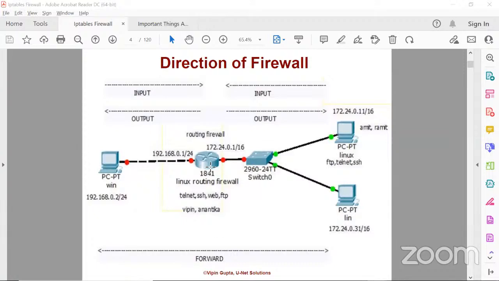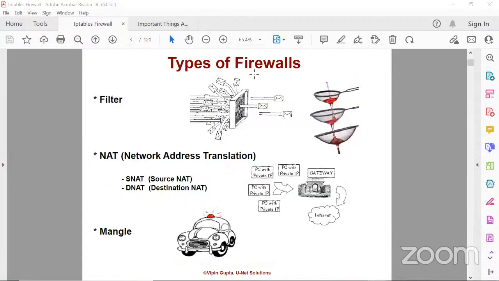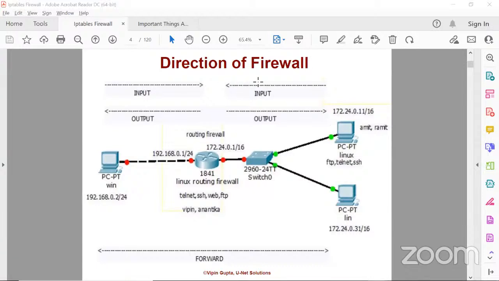They say that first it is in and out. Now, in our case, we have discussed two things: type of firewall, and second, direction of firewall. Now, the third thing we have to discuss, after which we will move towards the practical.